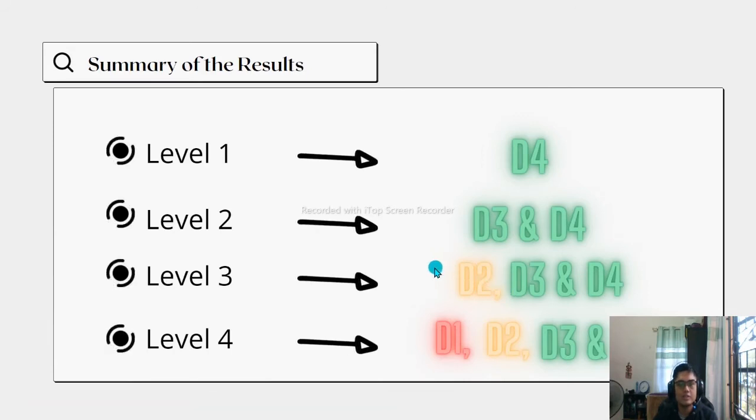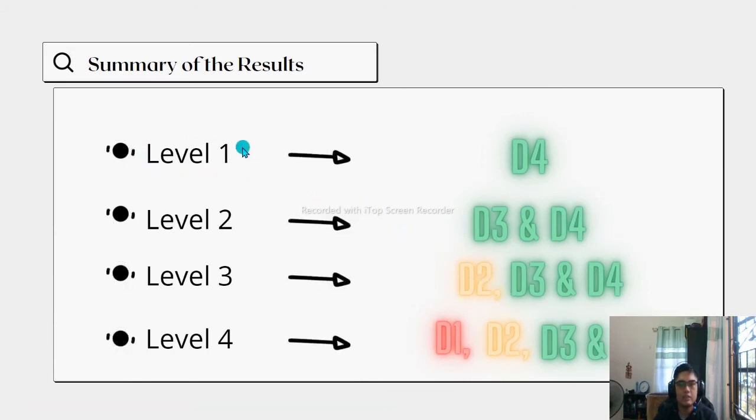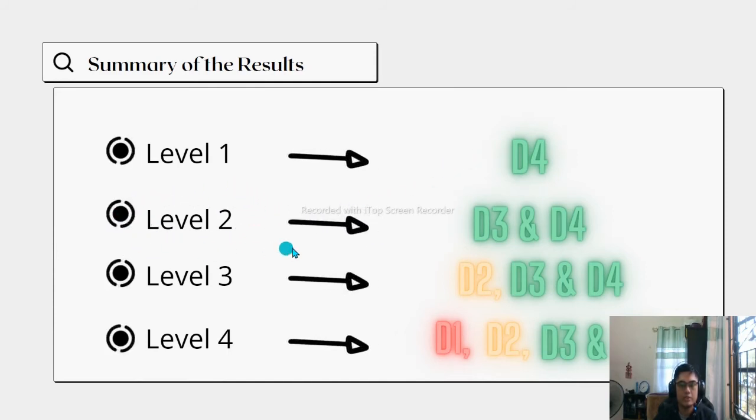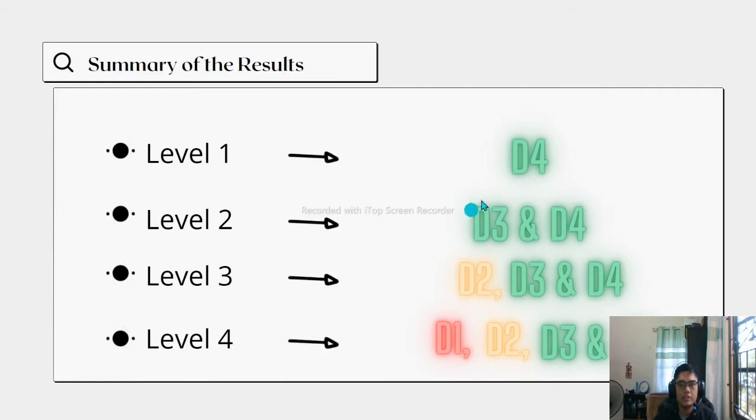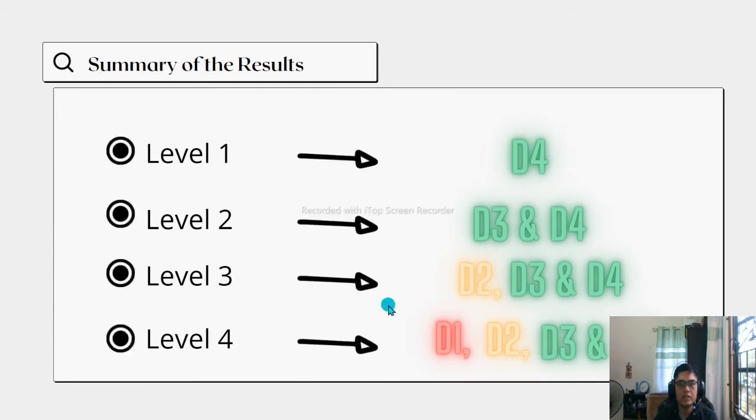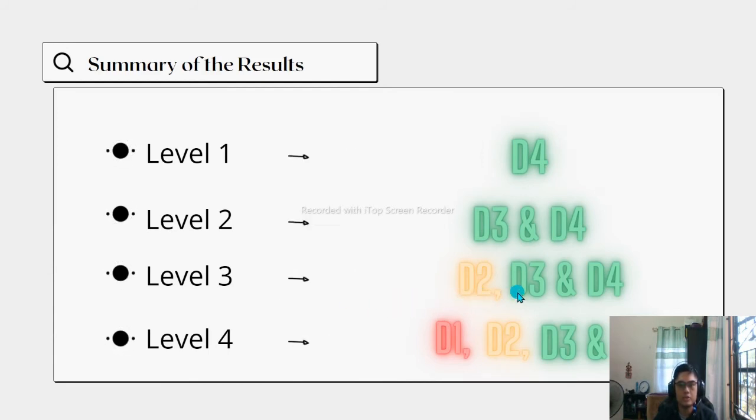To summarize the results, when the water level has reached level 1, only LED number 4 has lit up, which means D4 here. When the water level has reached level 2, the LEDs that light up are only D3 and D4, both of them green LEDs. When the water level has reached level 3, the LEDs that light up are D2, D3 and D4, where D2 here is the yellow LED, and D3 and D4 are the green LEDs.